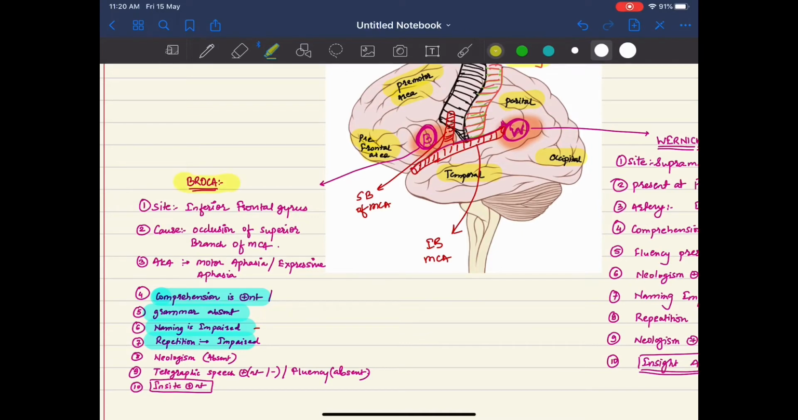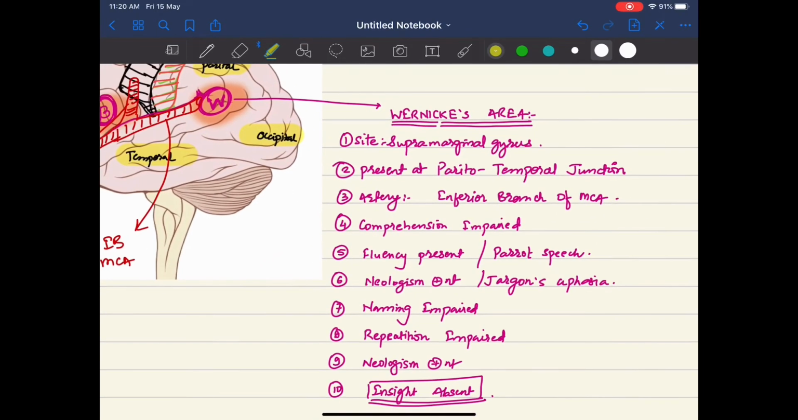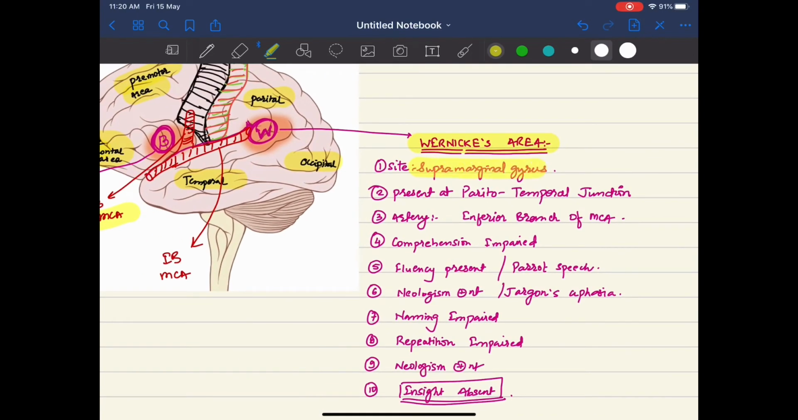So this is about the motor area, which is supplied by the middle cerebral artery, the superior branch. Now we'll look at Wernicke's area. Where is it located? It is in the supramarginal gyrus. Okay, are you getting it?